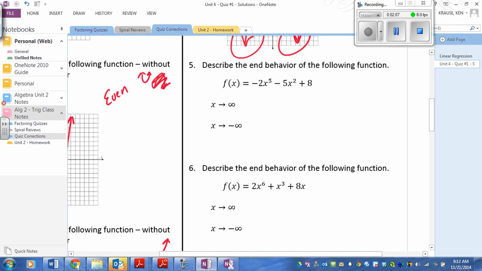All right, so describe the end behavior. You actually have to do more than what you had to do for the first 4. You had to actually think about what this picture looks like. So what's going on here is it looks something like this.